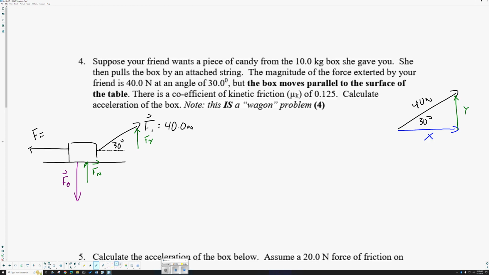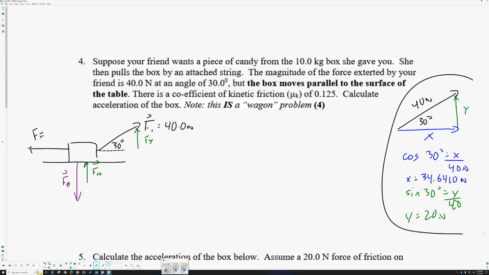The x component is the adjacent side again. So let's say cosine 30 degrees is equal to the adjacent side over the hypotenuse. X is equal to 34.6410 newtons. And the y component, sine 30 degrees, is equal to the y component over 40. So the y component is just equal to 20 newtons, half of 40. Box that off because it's what we do. And then let's replace this 40 Newton applied force with our x component of 34.6410 and our y component of 20 newtons.